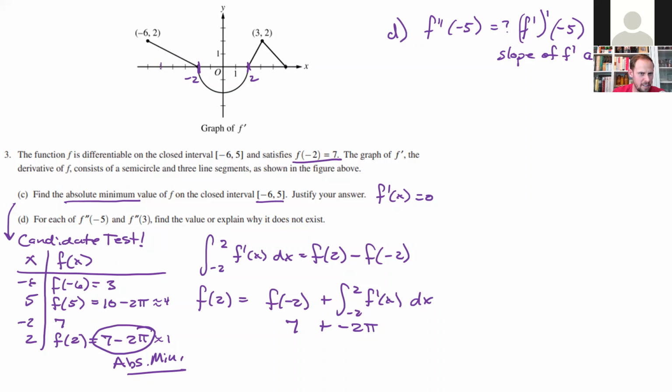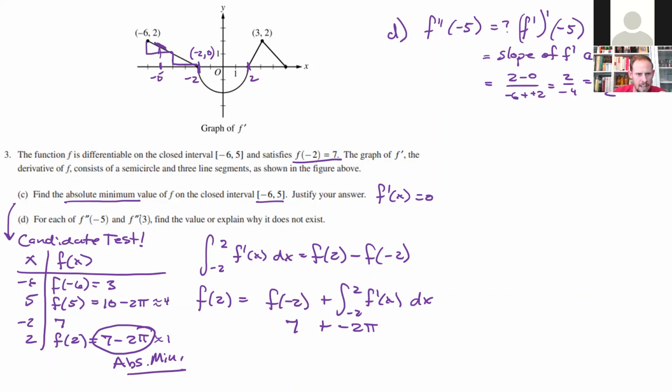So if we look at -5, it is right here. That's a part of this line. The slope of the tangent line here is just the slope of that line. So let's see, this is at -6, 2, and this would be -2, 0. So we could say 2 minus 0 over -6 minus -2. That's plus. So we get 2 over -4, -1/2. Yeah, so it's down 1 over 2, down 1 over 2. That works. So that's f double prime at -5.